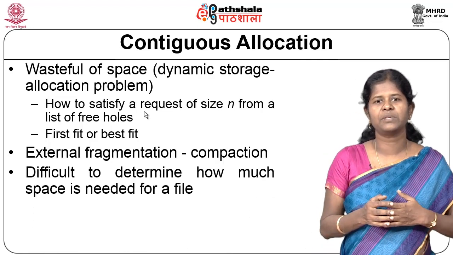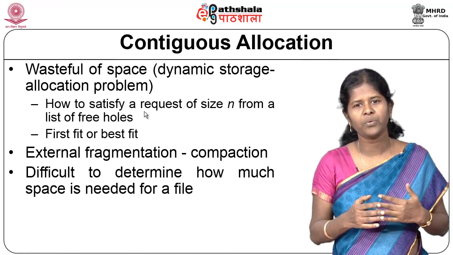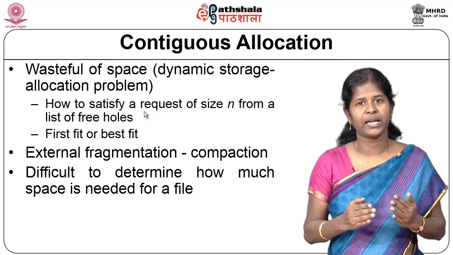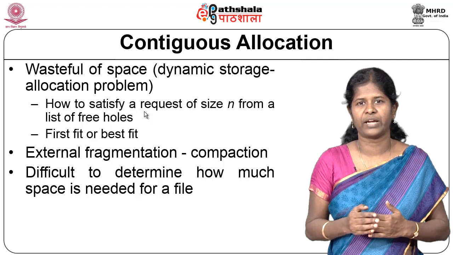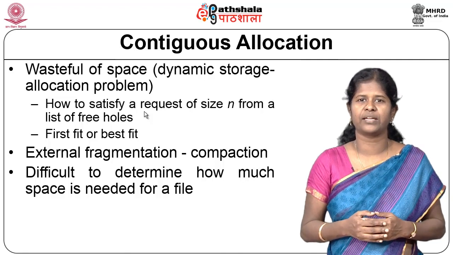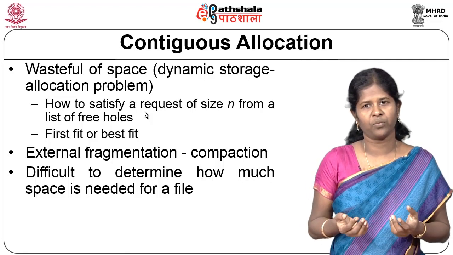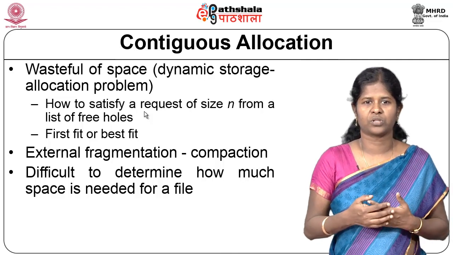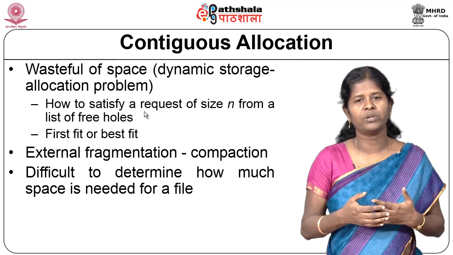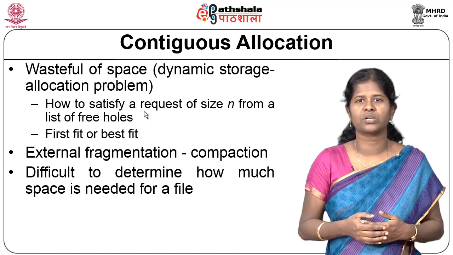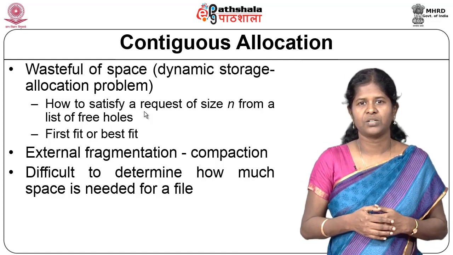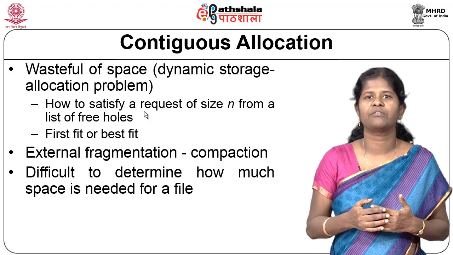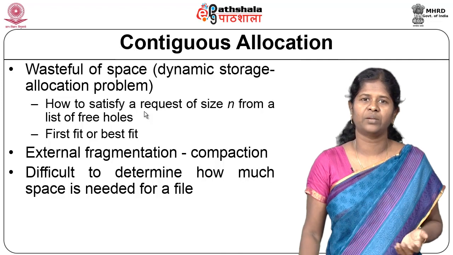And the next problem is how you determine how much space is needed for a file. We need to allocate contiguous disk blocks for a file. So, when the file is initially created, it may occupy only one disk block, but the file may grow over time and may need say 10 disk blocks. But how do you know that the file will need 10 disk blocks even when the file is created? Only if you know that the file will need 10 disk blocks, you can allocate space for the file at the beginning.